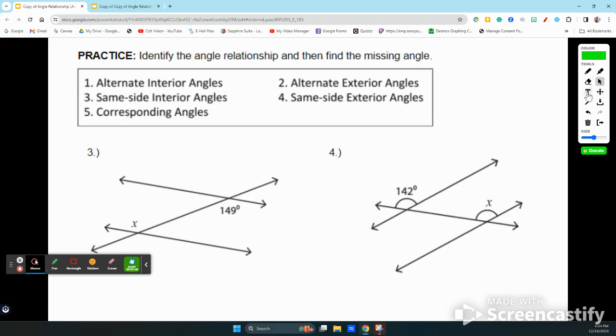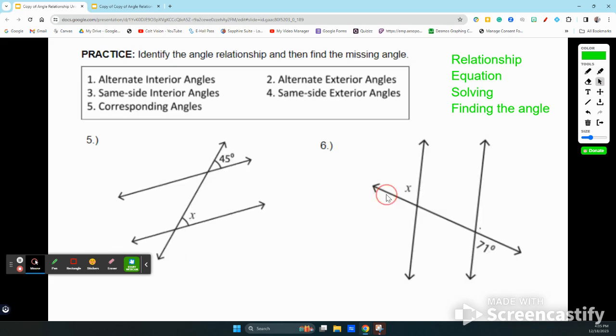As you go through these problems, I would like to see that each time you are writing the relationship, writing the equation, solving, and then finding the angle. You will see as these problems get more difficult that you're going to have to do a little bit more in terms of finding the angle with substitution.